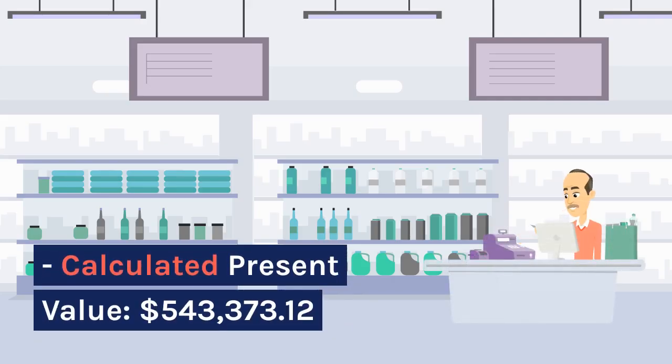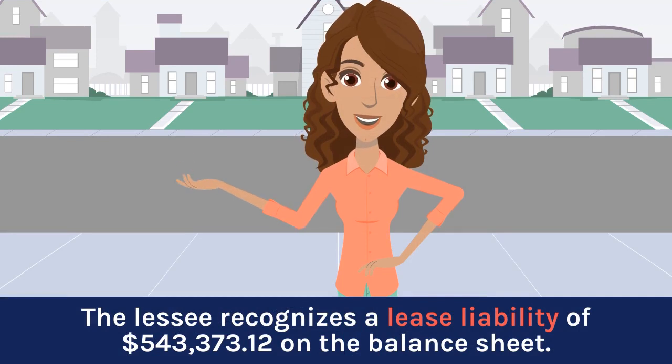Calculated present value, $543,373.12. The lessee recognizes a lease liability of $543,373.12 on the balance sheet.